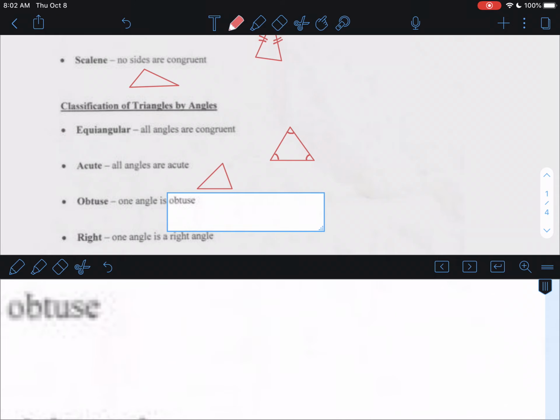So an obtuse triangle would look like this. We can see that that angle there is clearly obtuse, but then the other two angles are very acute.